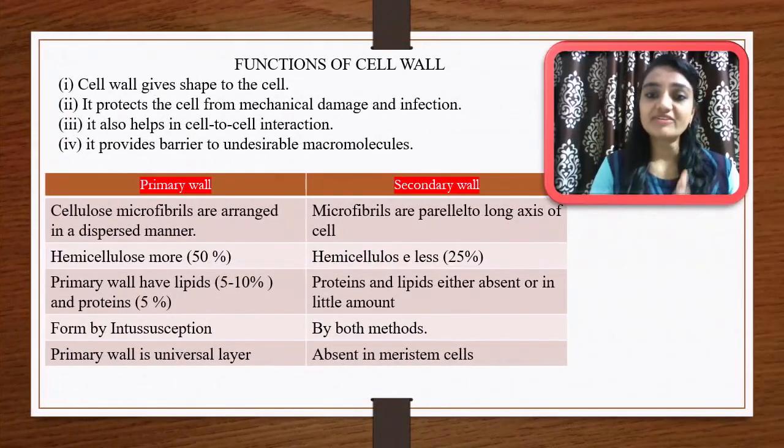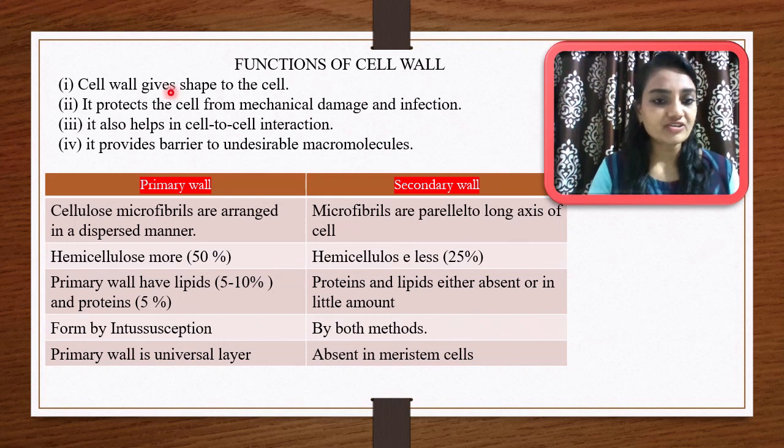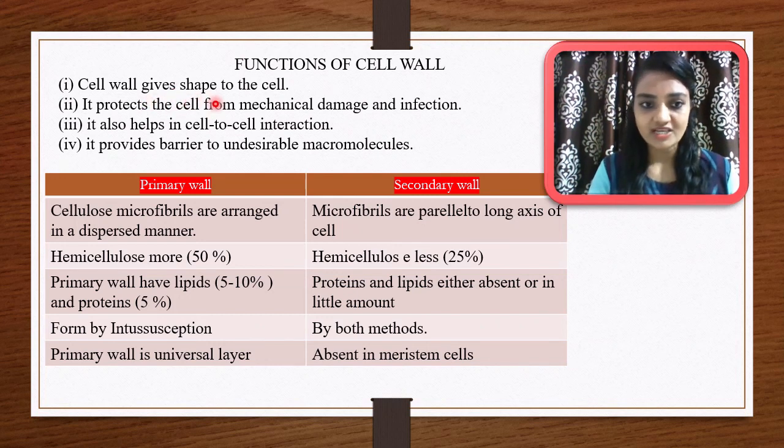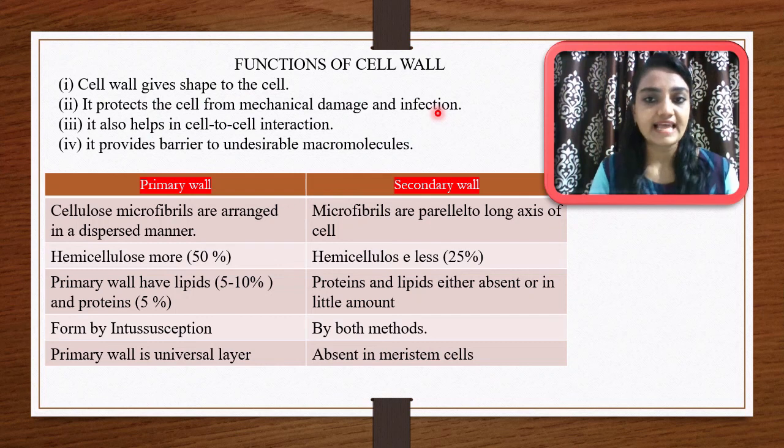Now let me go through some important functions of a cell wall. So the first function is to give shape to the cell. So the cell wall is responsible for giving shape to the cell. This is a very important function. Then second, it is protecting the cell from mechanical damage or infection from bacteria, viruses and all that. So the cell wall plays a very important role in protecting the cell from infection.